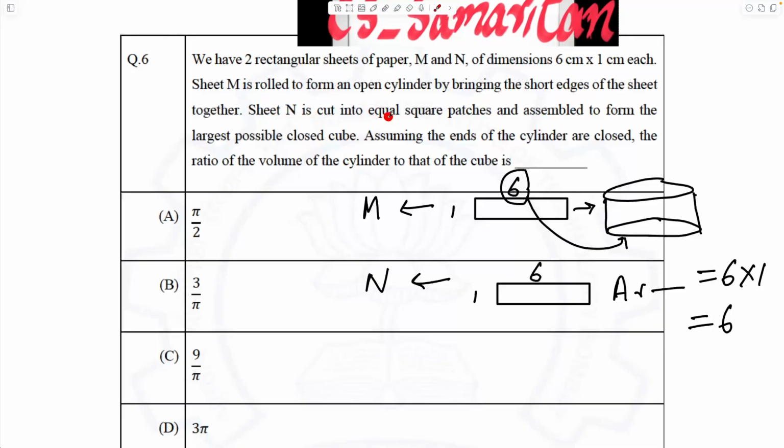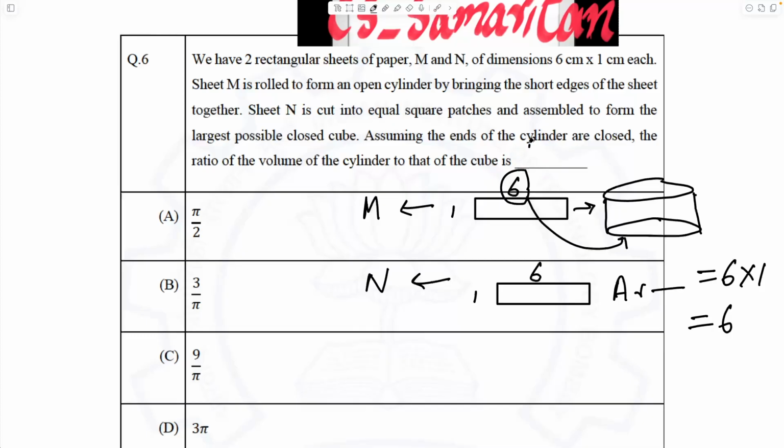So n is cut into equal square patches and assembled to form the largest possible closed cube. That part we have done. Assume the ends of the cylinder are closed. Okay, basically these portions are closed. That is what they are telling. The ends of the cylinder are basically these portions. The ratio of the volume of the cylinder to that of the cube is, right?